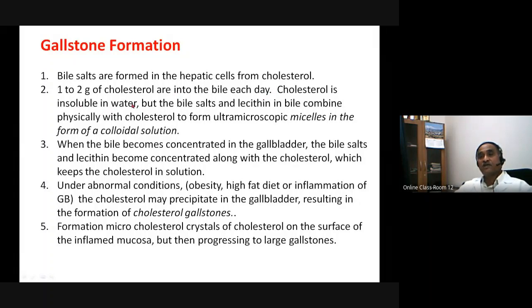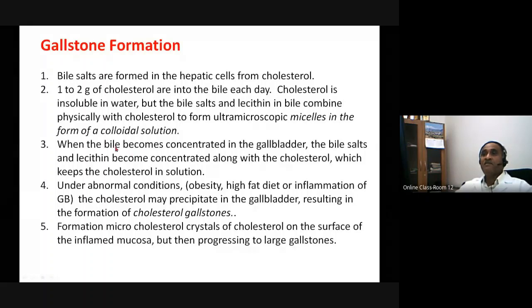Cholesterol is insoluble in water, so it's a fatty thing. The bile salts and lecithin keep the cholesterol in the form of ultra microscopic micelles. Okay, so in the bile, the ultra micelles of the cholesterol are present, and that is in the colloidal form.